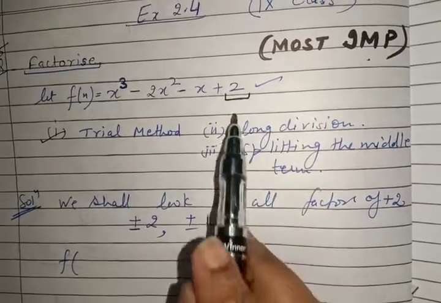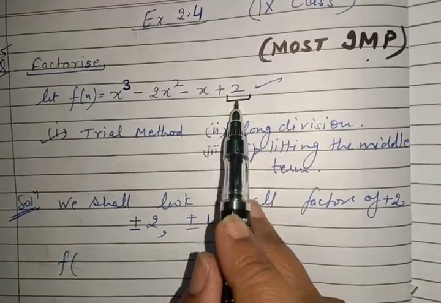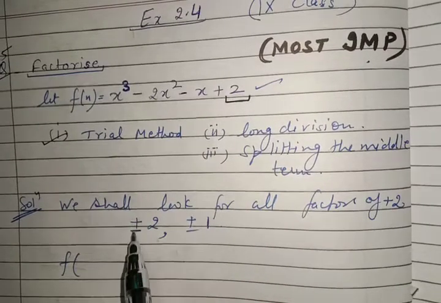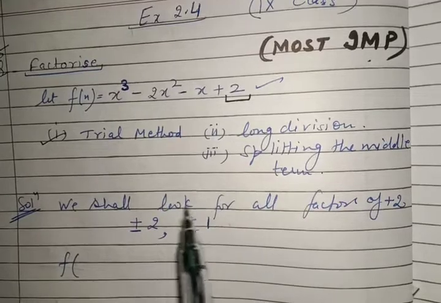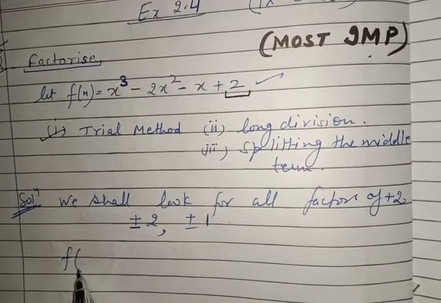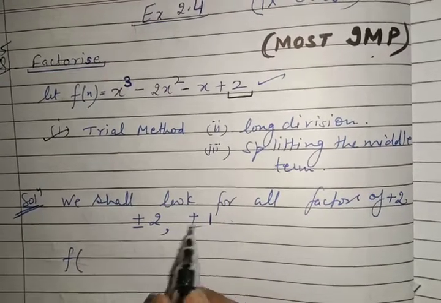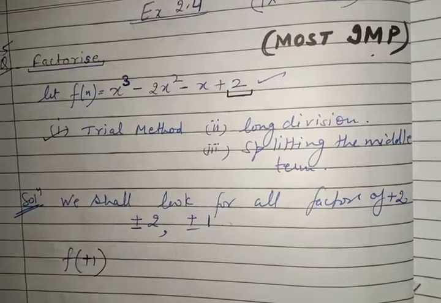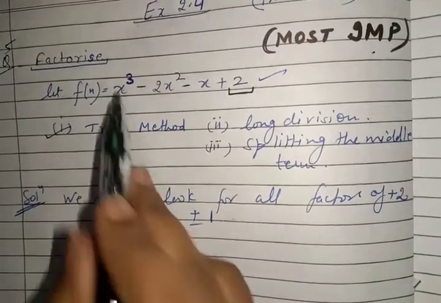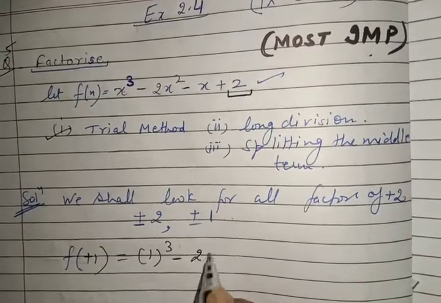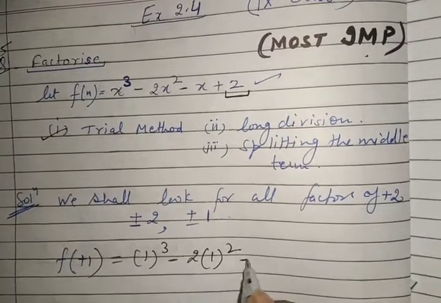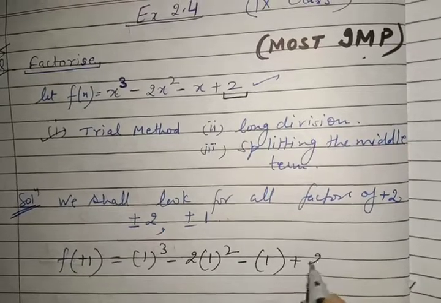Means first of all we'll find the factor of this 2. Factors are plus minus 2, plus minus 1. And after that, any number we can put in place of x to get the 0. Suppose I put here plus 1. If I put here plus 1, in place of x I will write 1 cube, then minus 2, 1 square, and minus 1 plus 2.